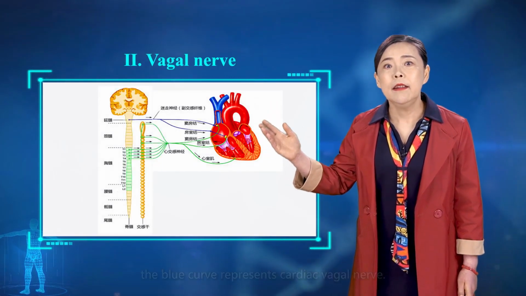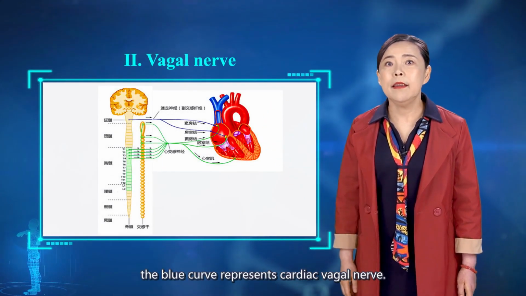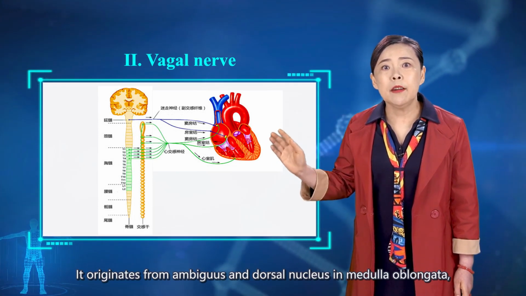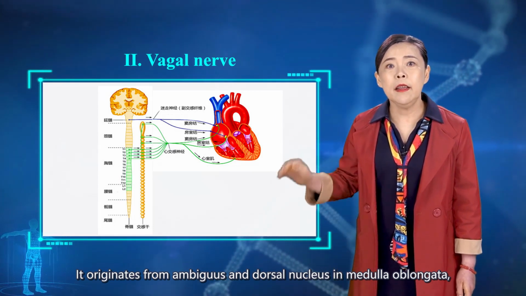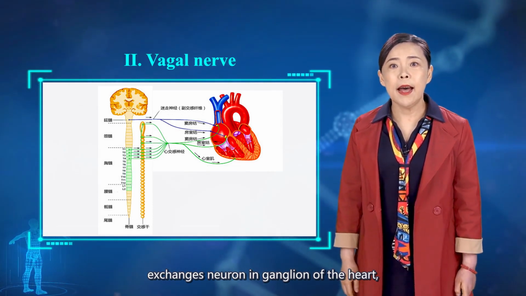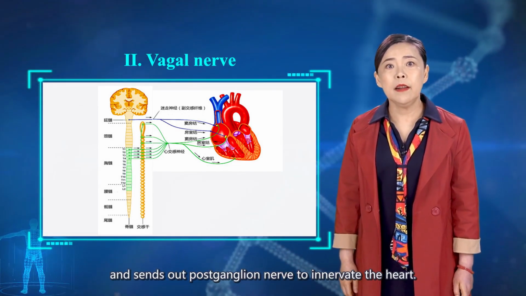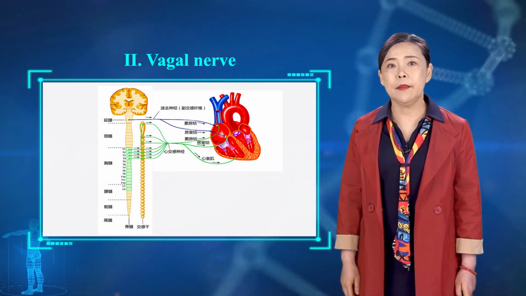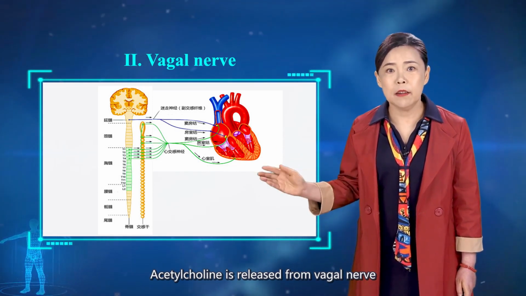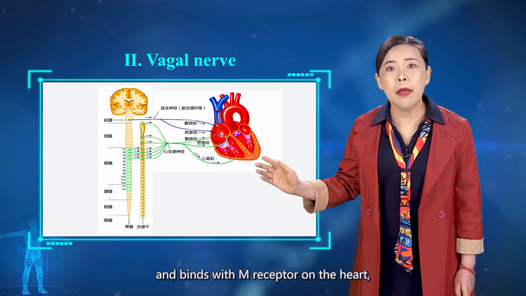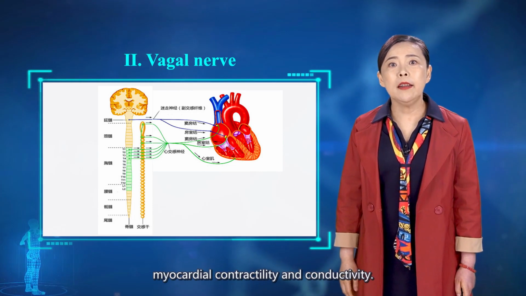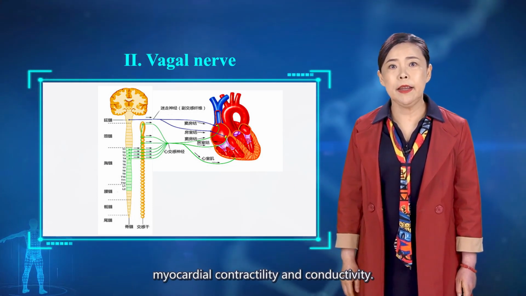In this picture, the blue curve represents the cardiac vagus nerve. It originates from the nucleus ambiguus and dorsal nucleus in the medulla oblongata, exchanges neurons in the ganglion of the heart, and sends out post-ganglionic fibers to innervate the heart. Acetylcholine is released from the vagus nerve and binds with the M receptor on the heart, decreasing heart rate, myocardial contractility, and conductivity.